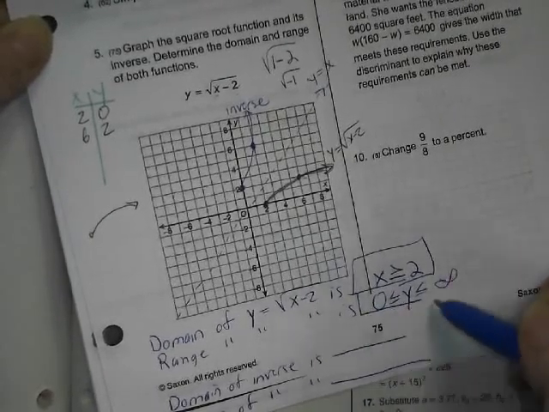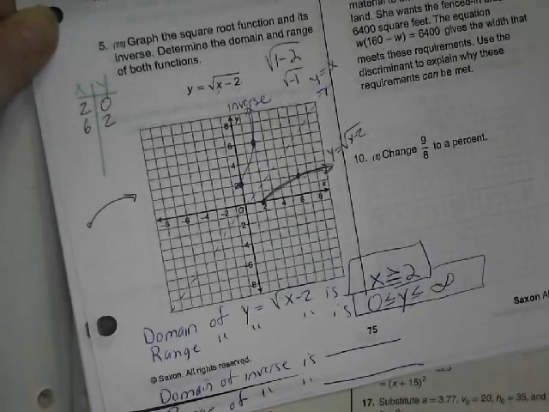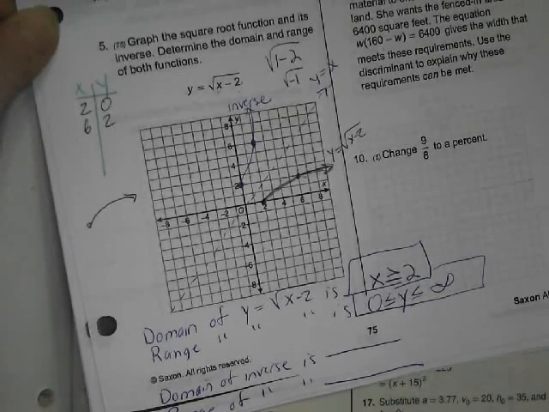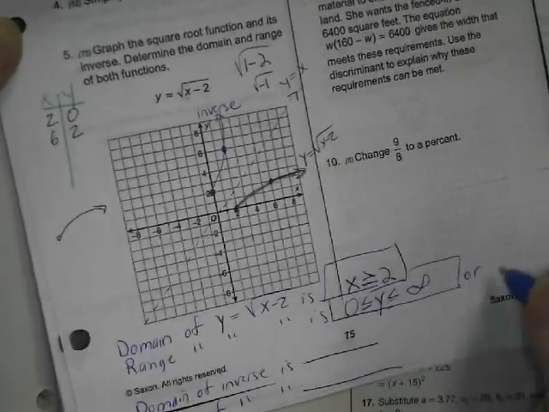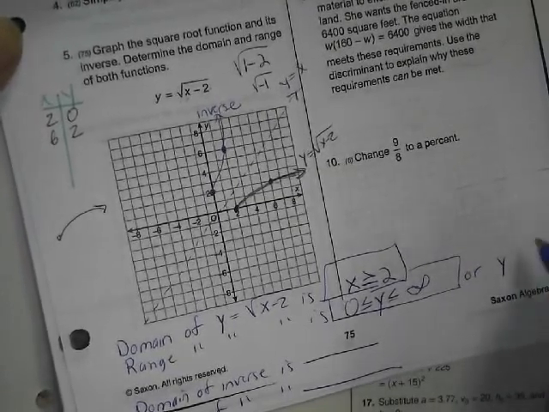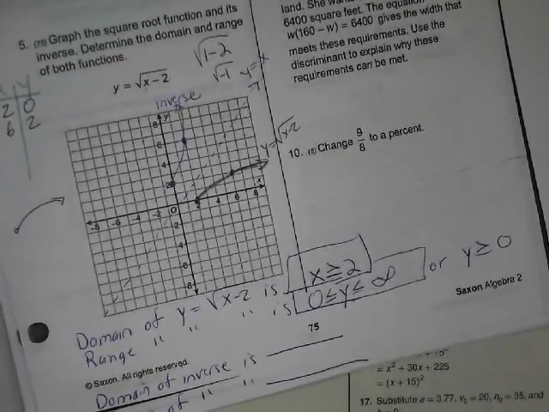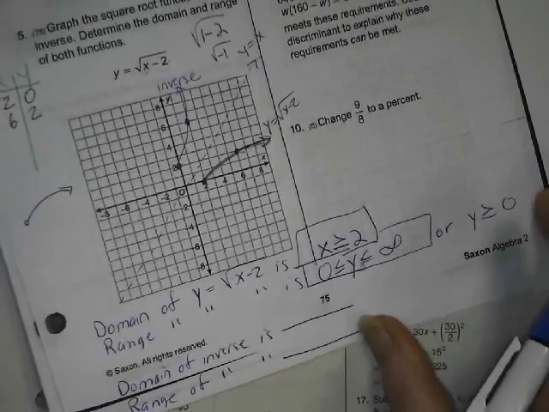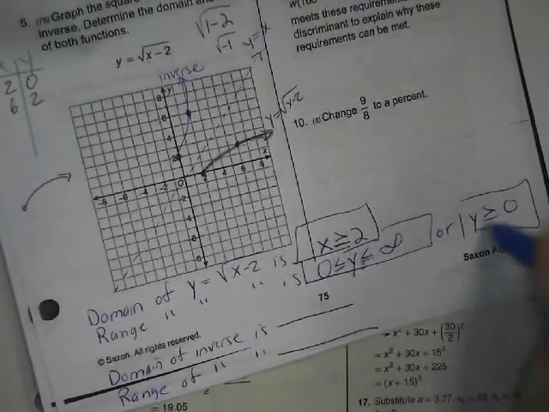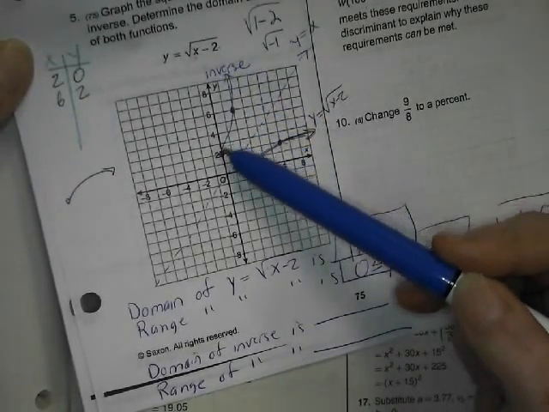Let me see how the book says it. Number 5. Yeah, they just say y is greater than 0. Or you could just say y is greater than or equal to 0, because that implies that it will go off into infinity. Because you can't actually have something equal to infinity. So there's the range.